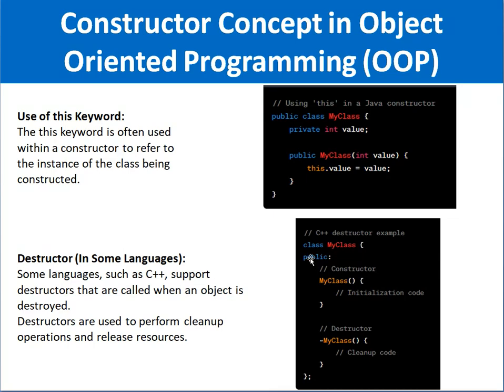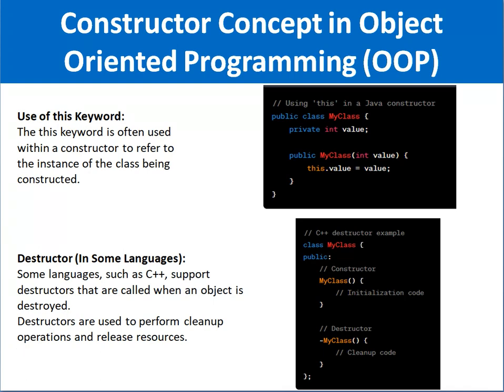Then destructor. Friend, many languages, especially C++, support destructors as well, that are called when an object is destroyed. Destructors are used to perform cleanup operations and release resources. For example, take class MyClass, public MyClass, this is the constructor, and this one with the tilde symbol, ~MyClass. So once you want to release the resources, you want to clean up the operations, you can call the destructor from here as well. So this is the concept of destructor here.